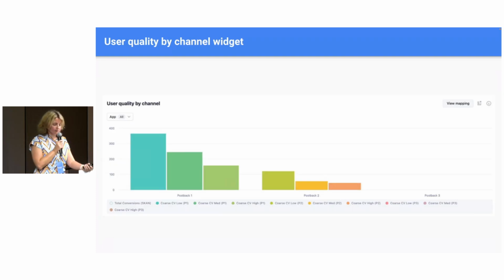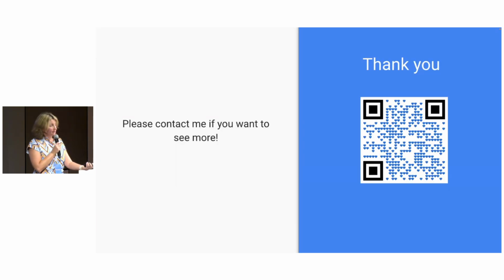And the last but not least is the user quality by channel widget. It allows you to see your total installs as reported by Scan against the breakdown of the core CVs that you receive from each postback. And this is it from me for today. As I mentioned, it's going to be really short.